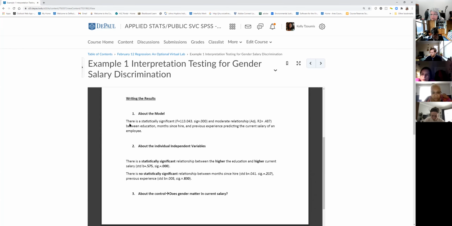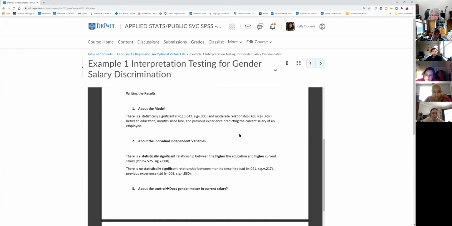So about the model, here's what you can write. There is a statistically significant relationship. And remember, here's your F, comma, sig, and moderate. Remember, you told me that relationship. That's your strength between education, months since hire, and previous experience predicting the current salary of an employee. That's all you can say about the model. It's not until we go down into the standardized betas that we can determine which of these variables is actually the contributor to the model.